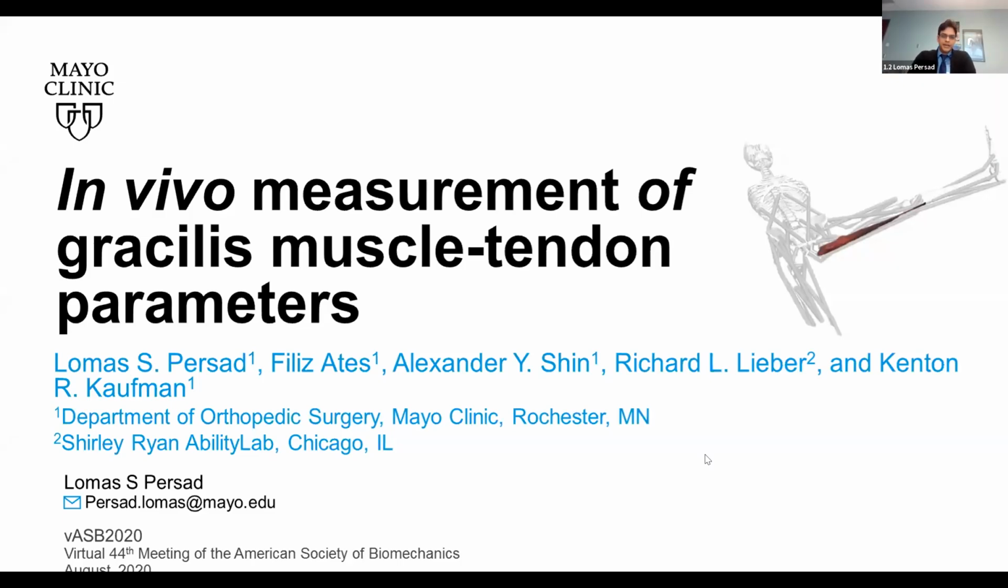Hello, everyone. My name is Lomas Persad, and today I'll be sharing our work on how we measure in vivo gracilis muscle tendon parameters. Also, I'll be looking at how experimental MTU lengths compare with those predicted using musculoskeletal models.